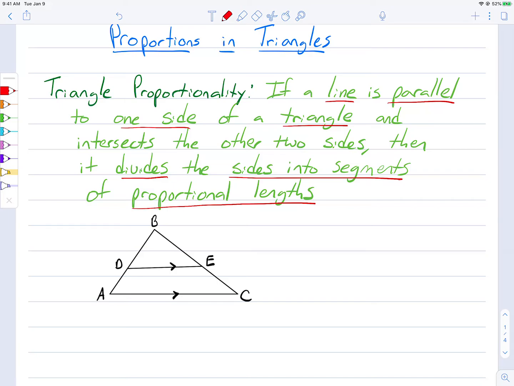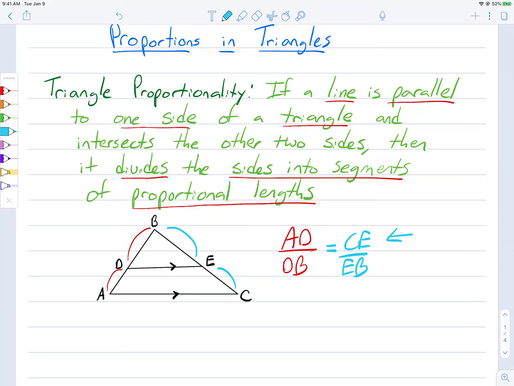of our triangle. Now, if we were to write a proportion for this, because it says it divides it into proportional lengths, one of them can be that AD over DB, so I'm saying this bottom length over this top length, must be the same as CE over EB. So on the other side of the triangle, this bottom length over this top length. So notice a couple of things.